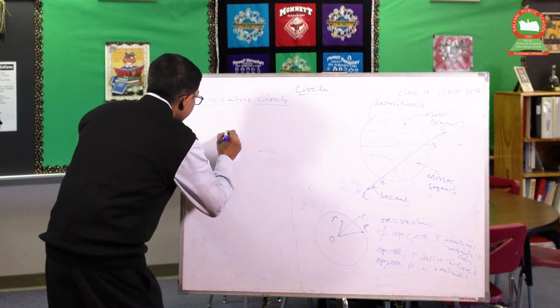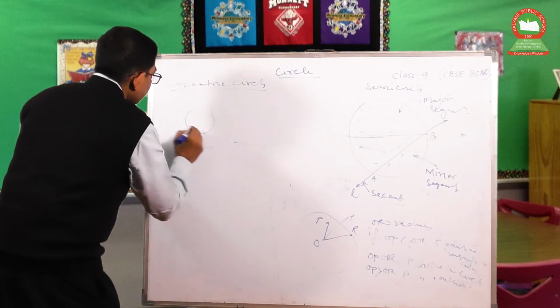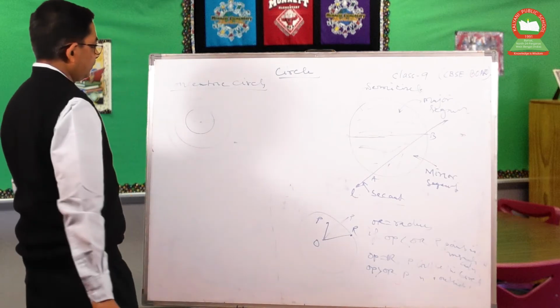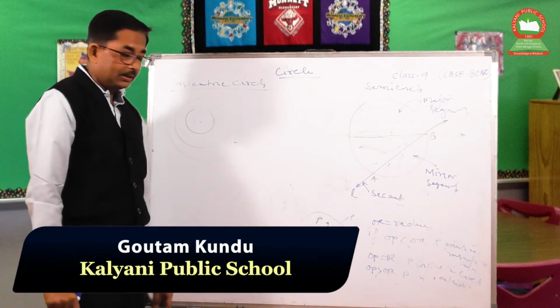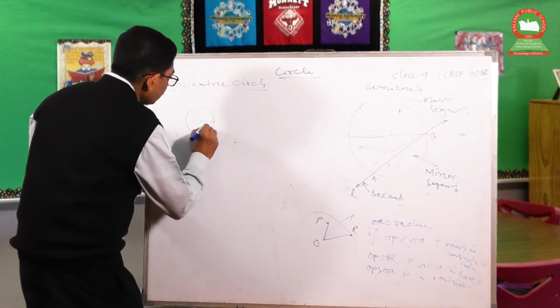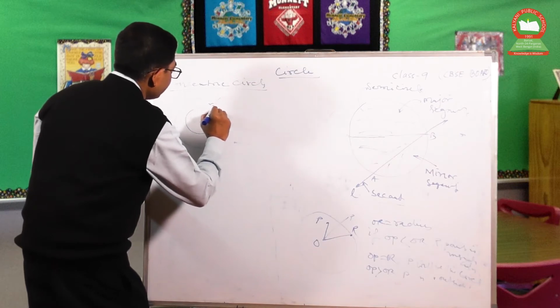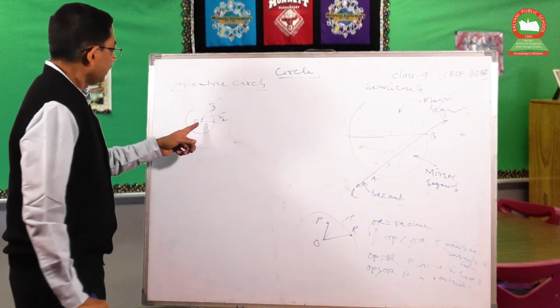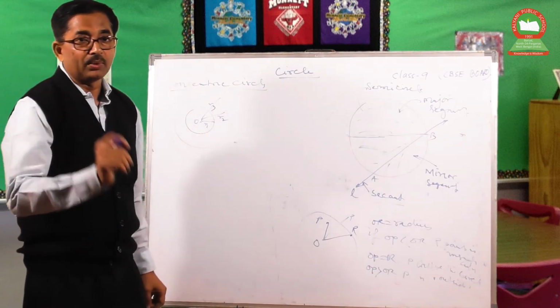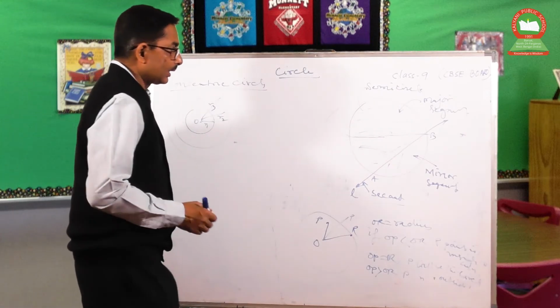Now, concentric circles. Suppose two or more circles have a common fixed point, that is the center, and their radii are different. Suppose this is R1, this is R2 and this is R3, but their center is the same fixed point. These circles are called concentric circles.